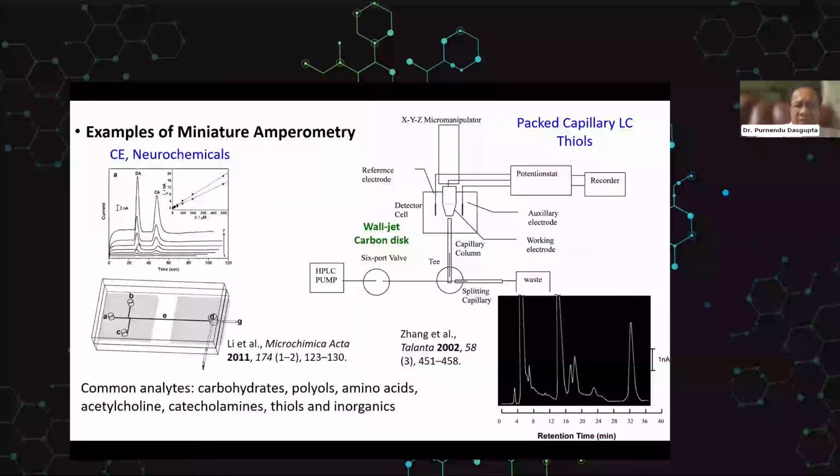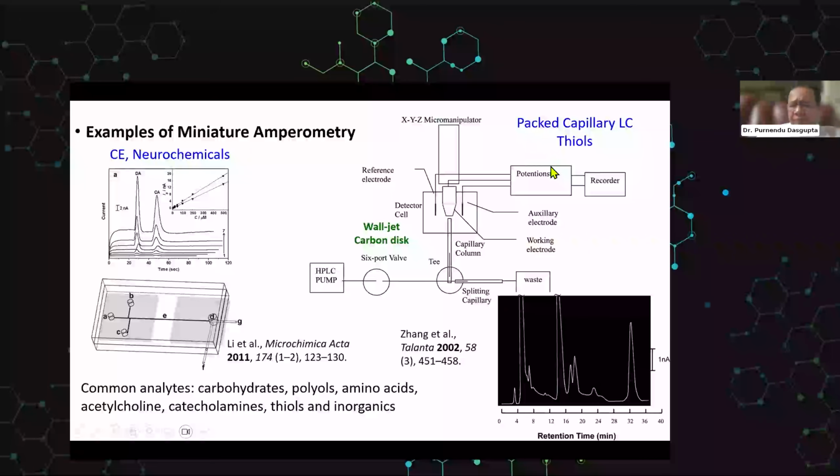So this has been done a lot. You can do capillary electrophoresis, you can do microchip capillary electrophoresis, and detect, fortunately, many neurochemicals. Here they're showing dopamine and catecholamine. Here there are various biological thiols.